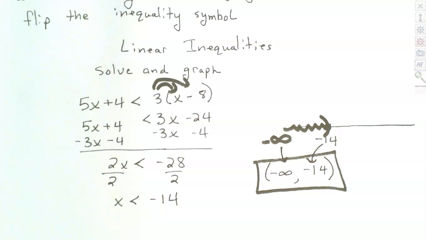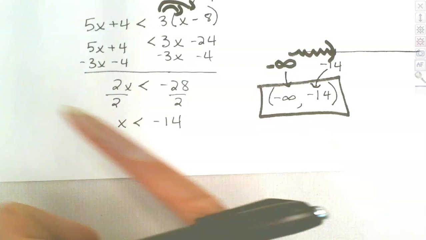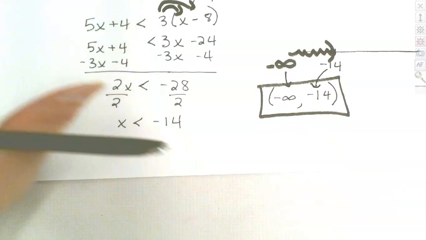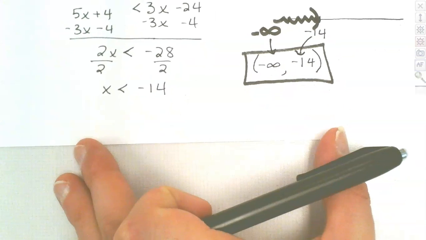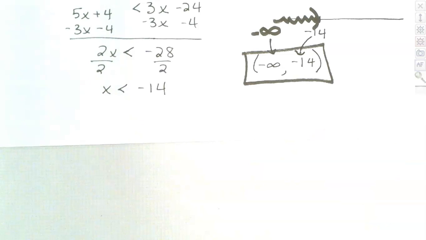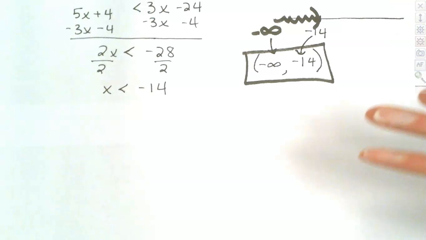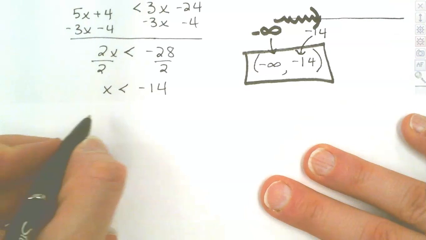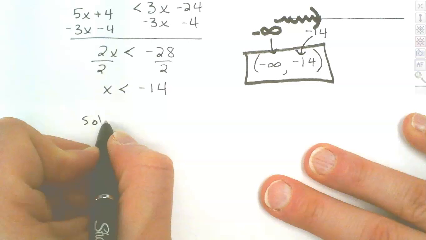Let's do one where we have to switch our inequality symbols around by dividing. After break, we'll do quadratic inequalities and rational inequalities. Those are considerably more difficult. These are very simple. Okay, how about we try and solve and graph now?